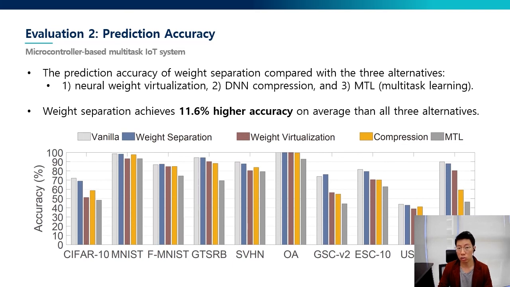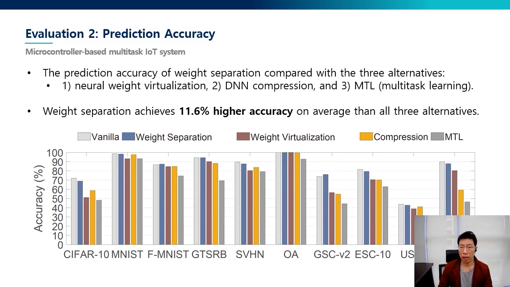It is assumed that three aspects of the proposed weight separation enable higher prediction accuracy than the three alternatives. The first is there is no modification of DNN architectures, and the second reason is that the proposed weight separation identifies and preserves critical weight parameters, and the third reason is that it performs joint optimization that enables better generalization and less overfitting.